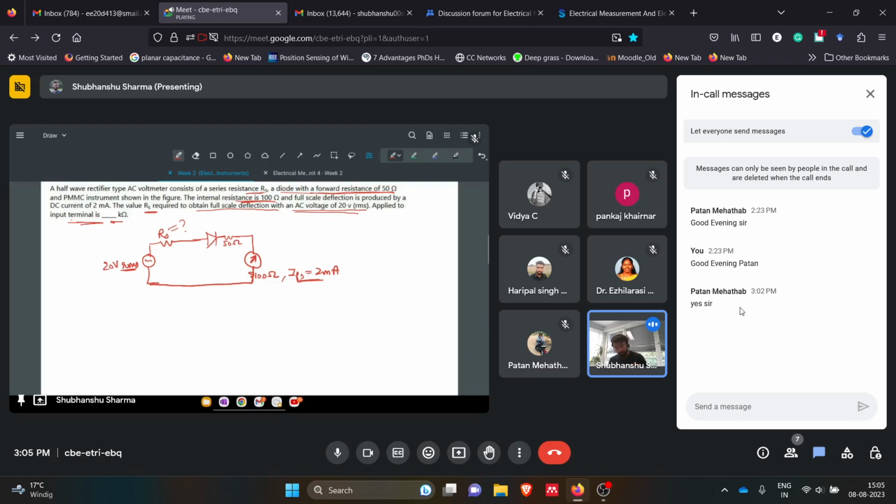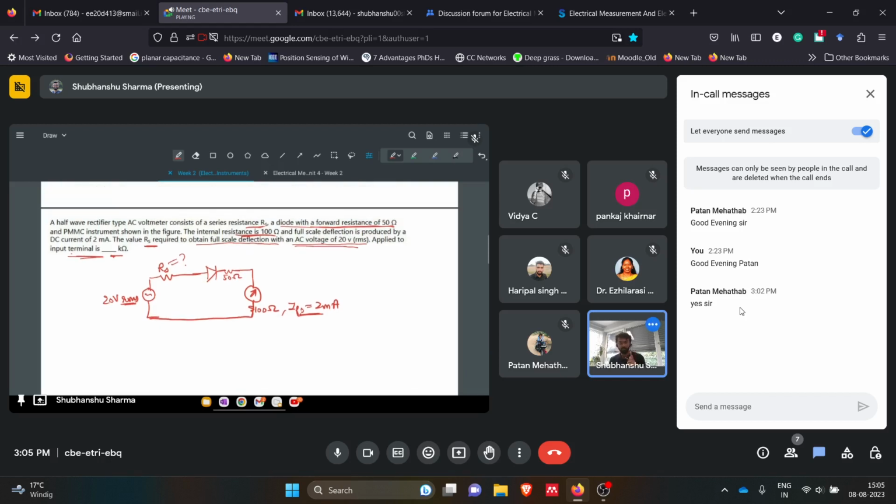So remember, a PMMC meter always calculates the average value of the signal. So when they mention this DC current, when they say that it produces 2 milliampere of DC current, that means this is the average current. So this is 2 milliamperes. This is the average full scale current, which is being measured by this PMMC instrument.